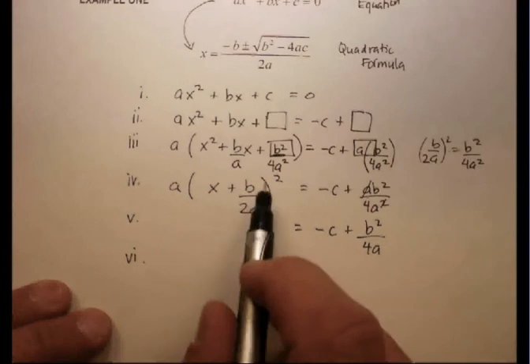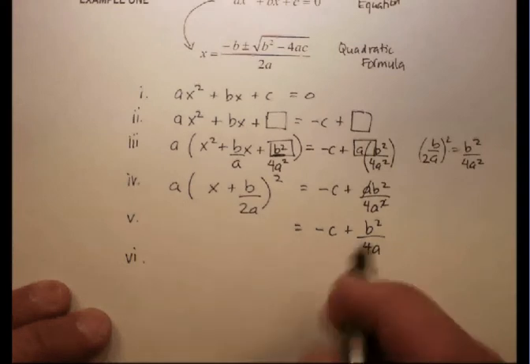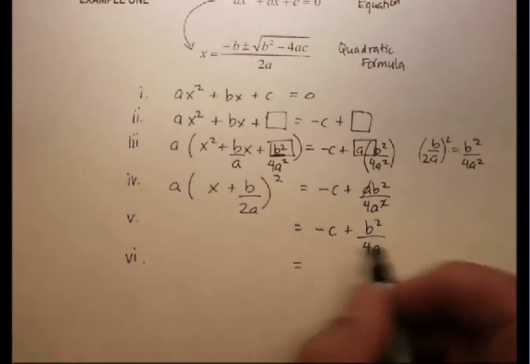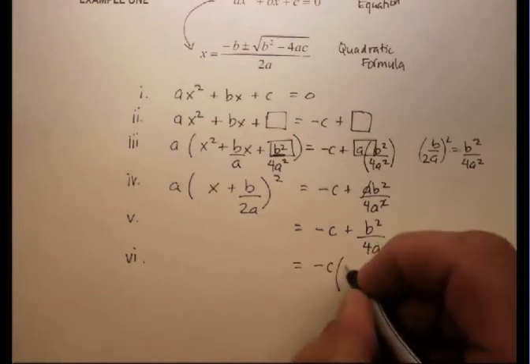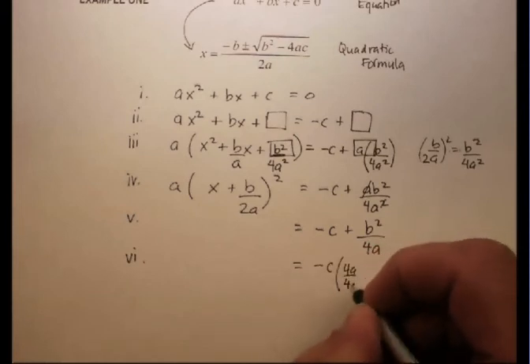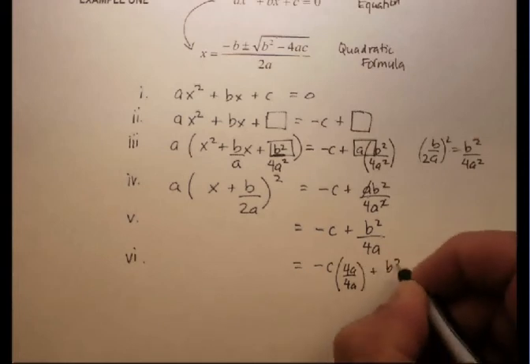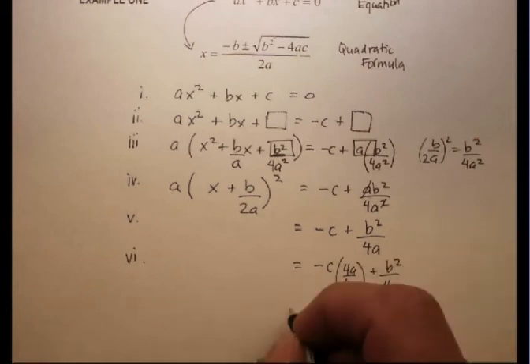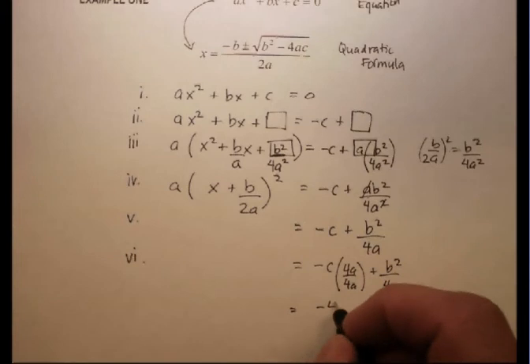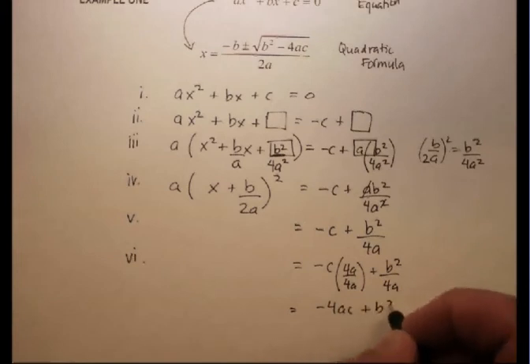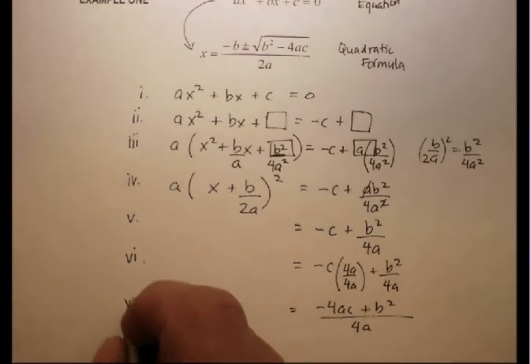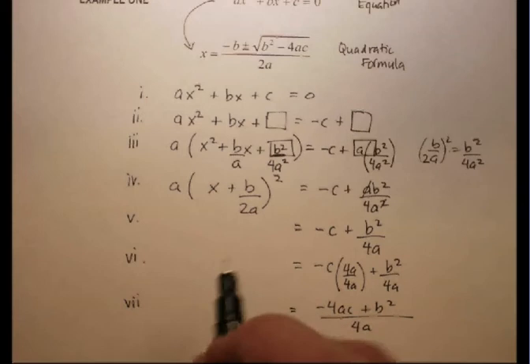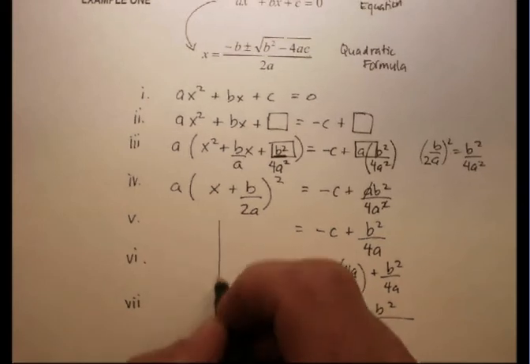Now I want to take the square root of this side and this side, but actually what I think I first want to do over here is add these two things together. So I'm going to multiply that negative c by 4a over 4a. And that's going to give me minus 4ac plus b squared over 4a. It's starting to look kind of familiar here, I think, isn't it? Or maybe not. Anyway, so let's move all this down to here now.